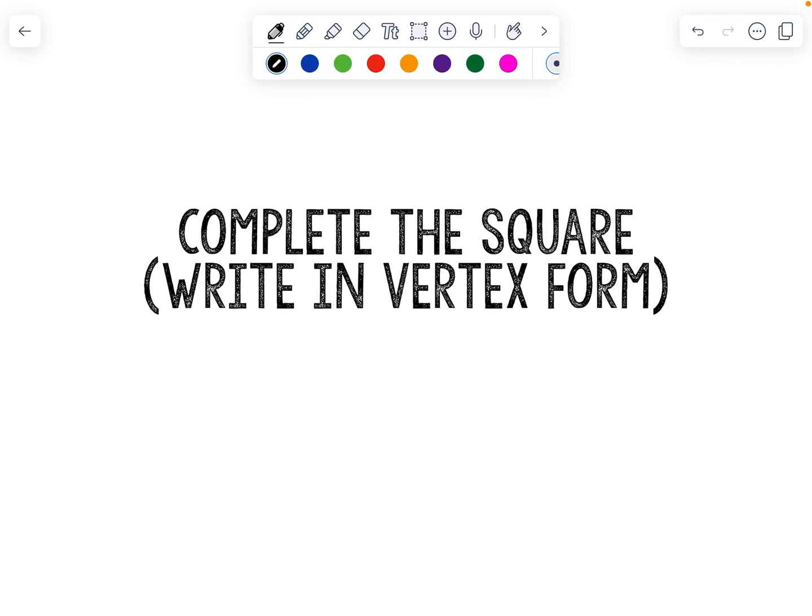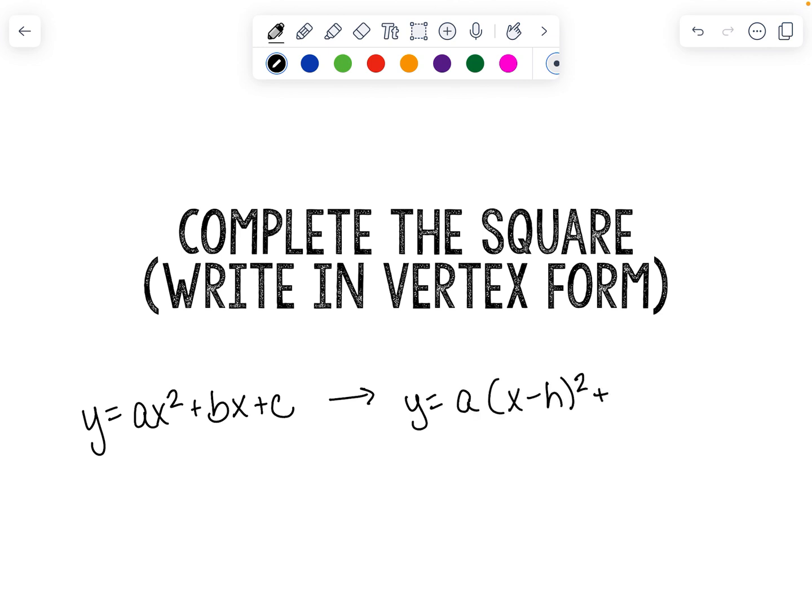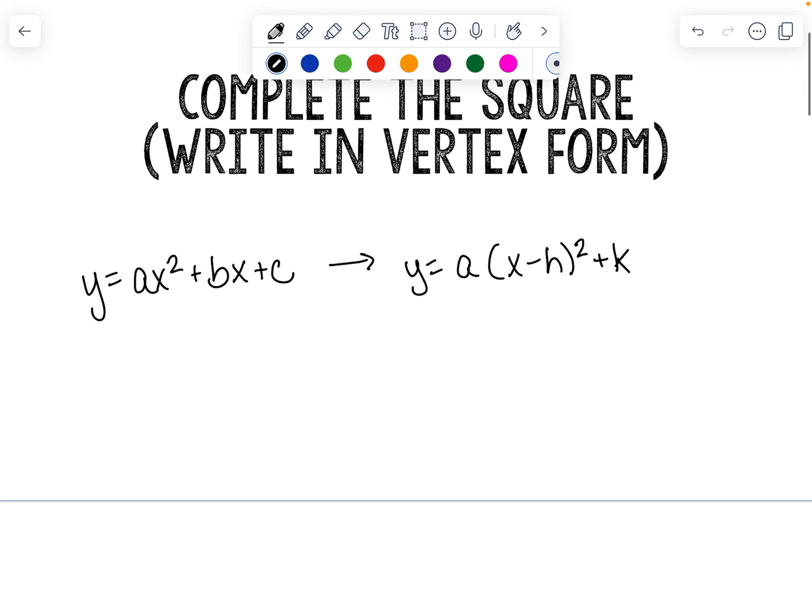In this video, we are going to be completing the square in order to write a function in vertex form. So that means we're going to be looking at quadratic functions written in standard form, okay? Trinomial, no parentheses, and we need to rewrite it in vertex form, which has parentheses squared. All right, here we go.